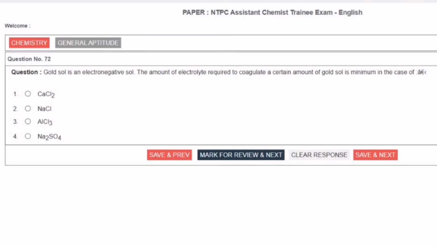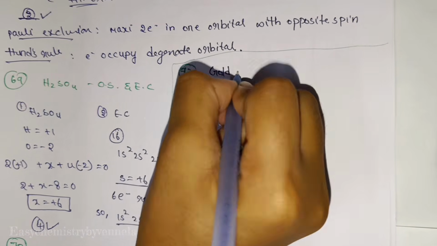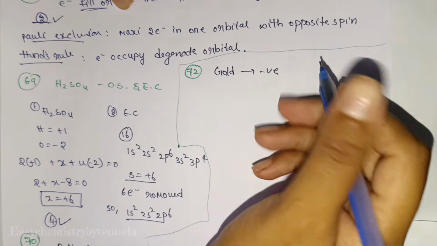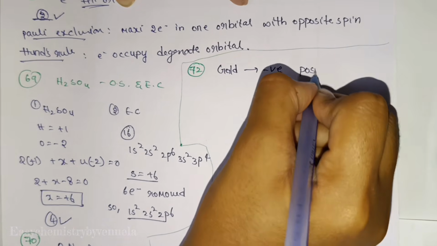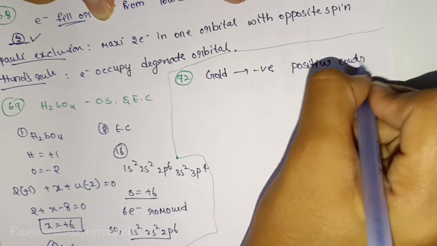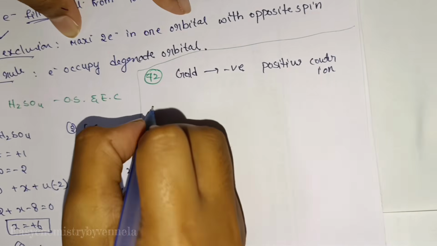Next question. Gold sol is an electronegative sol. The amount of electrolyte required to coagulate a certain amount of gold sol is minimum in case of. So what is the given? Gold sol, that is negative. Gold sol has negative charge. So particles are surrounded by, that is positive, counter ion. Surrounding positive counter ion.